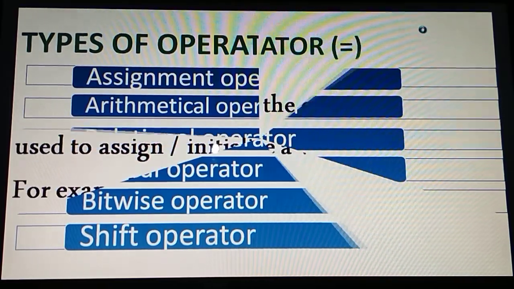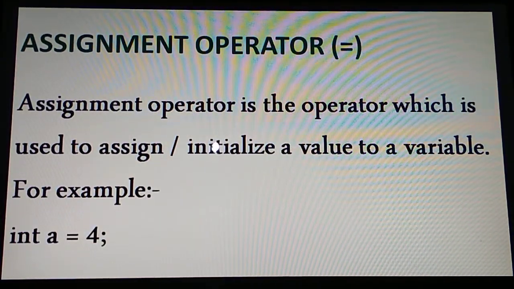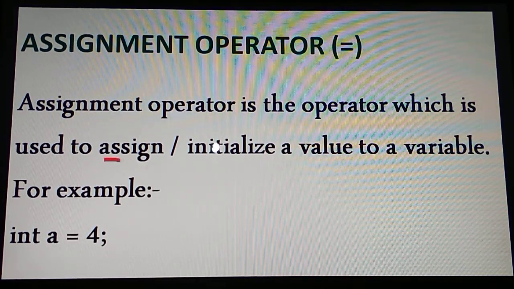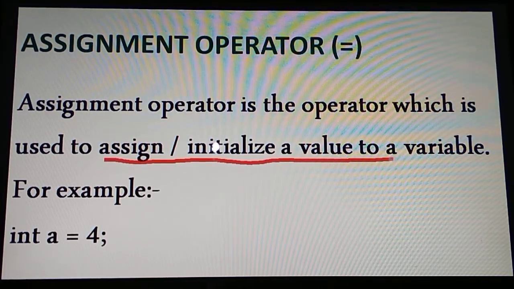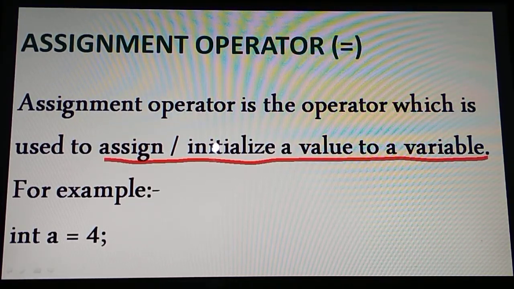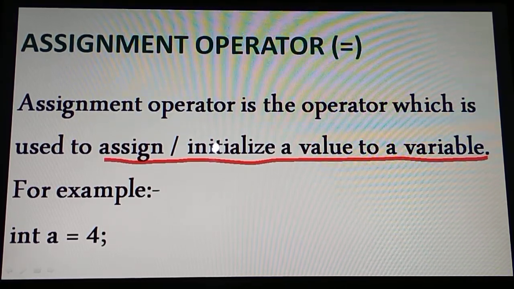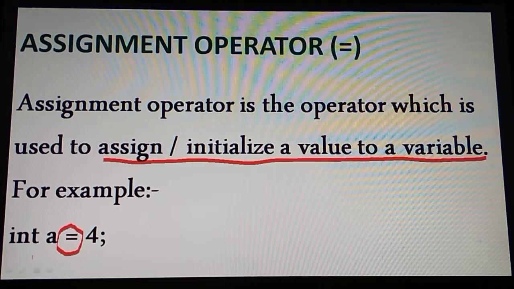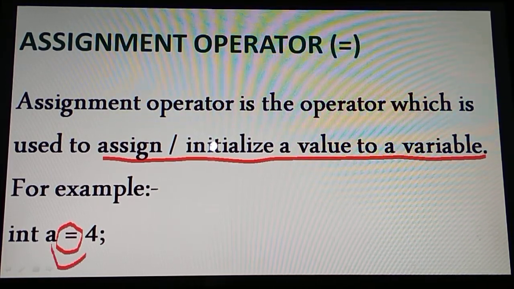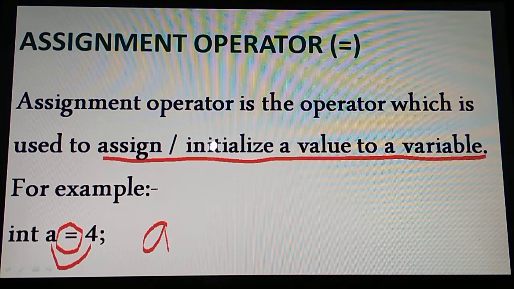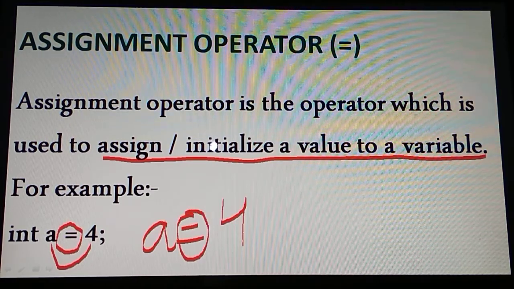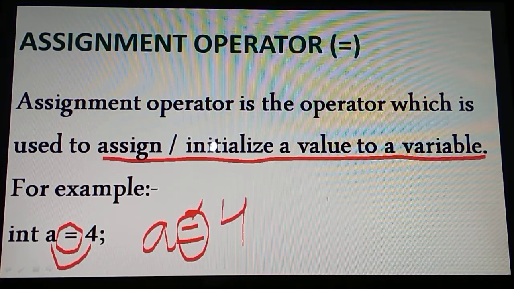So see here, what is the assignment operator? The assignment operator is the operator which is used to assign or initialize a value to a variable, like a equals 4. In this we come to know that the value of a is 4, because of this equals sign. So this is called an assignment operator.